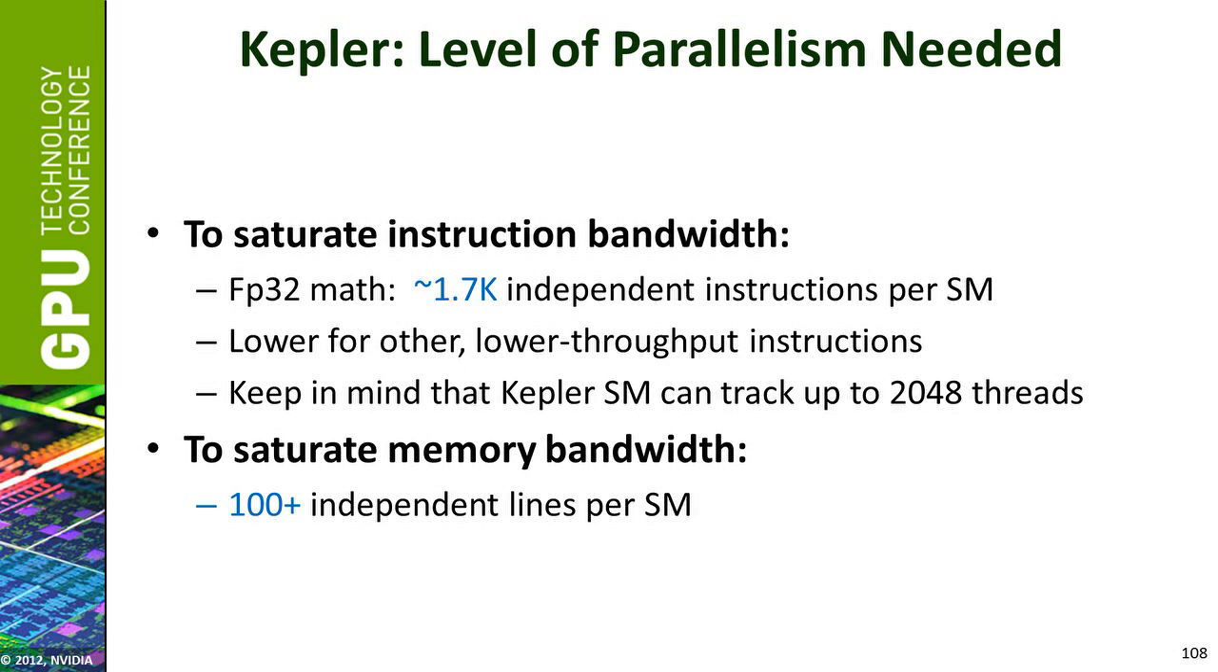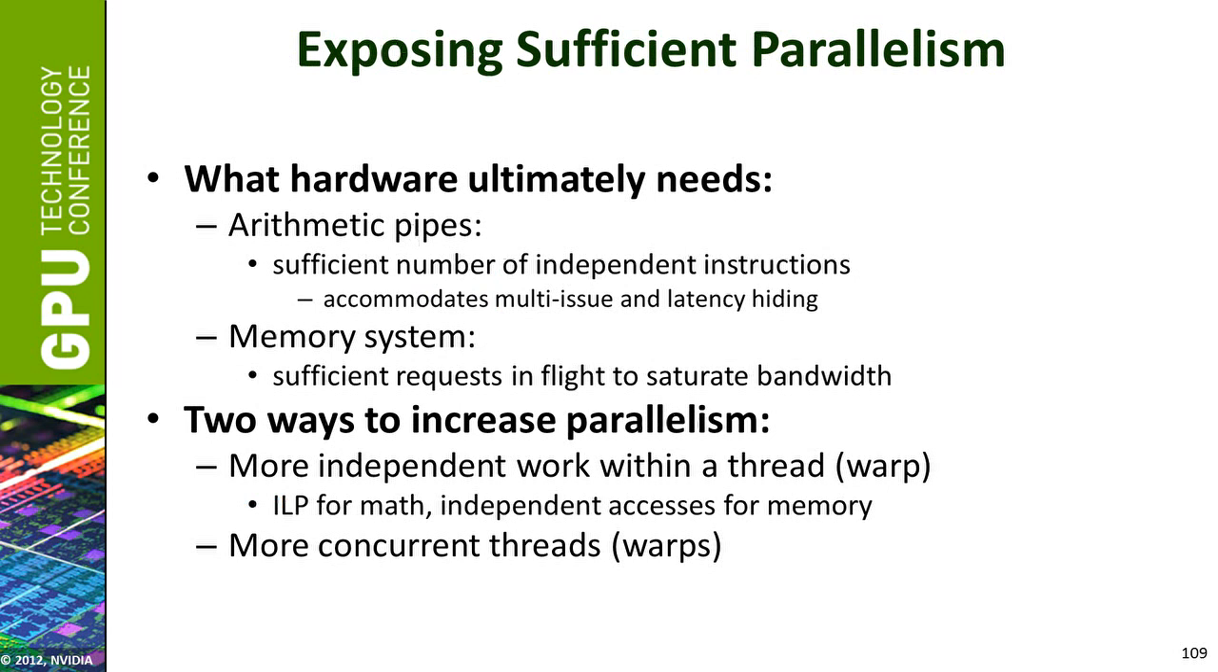For the memory system, in addition to address patterns, you need enough accesses in flight to saturate the memory bus. And there are two ways to do it. You can either have more independent accesses per thread or warp, or you run more independent threads or warps at the same time. To the hardware, it's really the same thing. So that's where the concept of occupancy comes in.